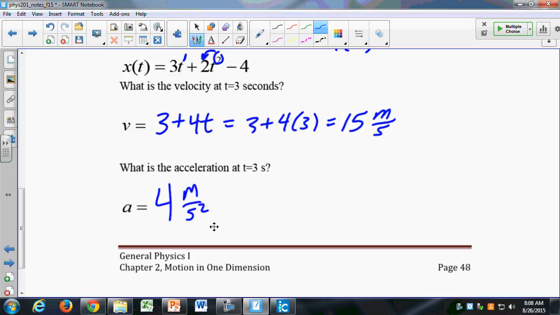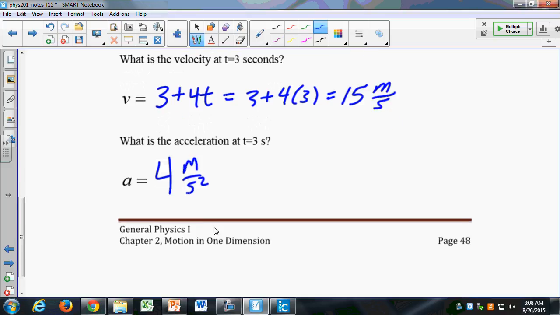You'll certainly see a question on the test where I just give you a function and I ask you some things about it. You might also have to integrate that function. You likely will. I'll show you how that works.